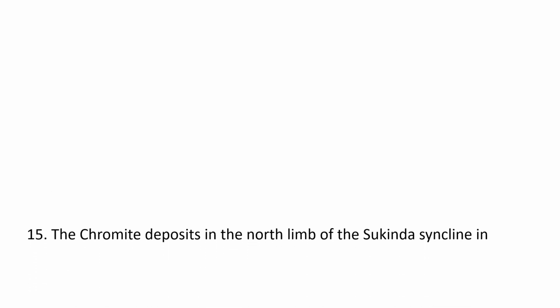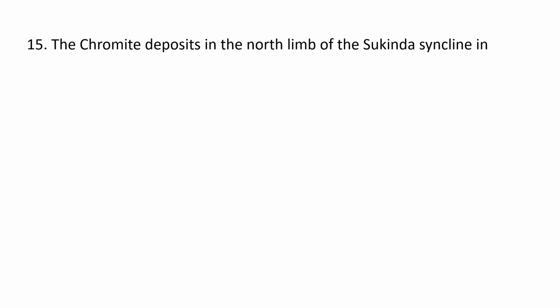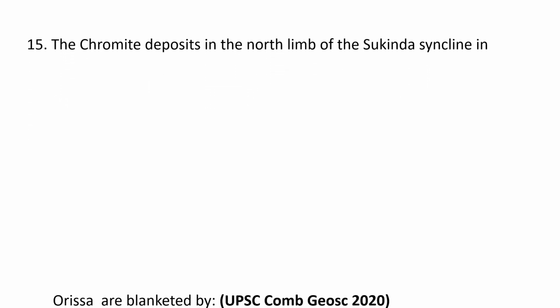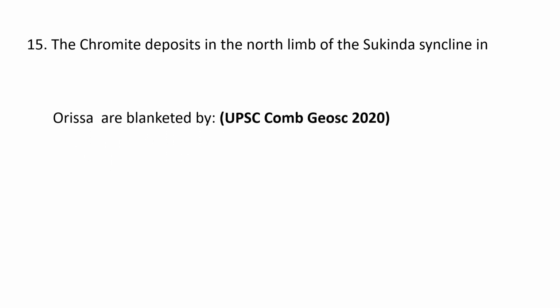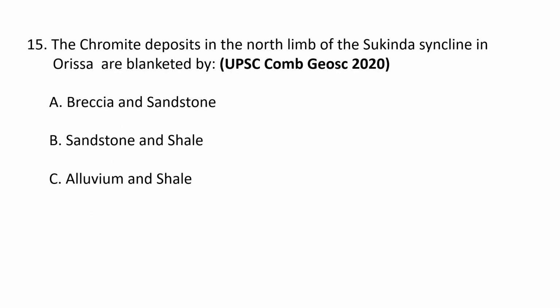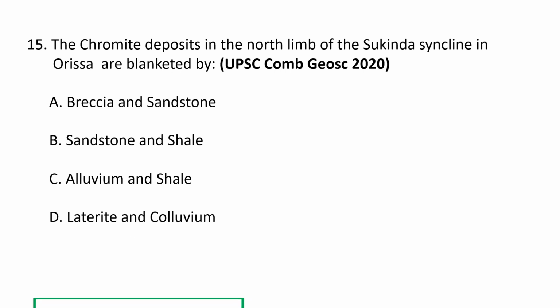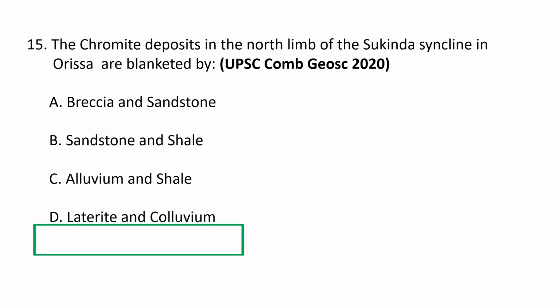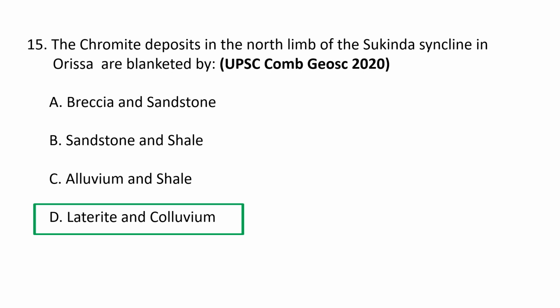Next question. The chromite deposits in the north limb of the Sukinda syncline in Orissa are blanketed by A. Breccia and sandstone, B. Sandstone and shale, C. Alluvium and shale, D. Laterite and colluvium. So the correct option is laterite and colluvium. The chromite deposits of the Sukinda syncline are blanketed by laterite and colluvium. D is the correct option.